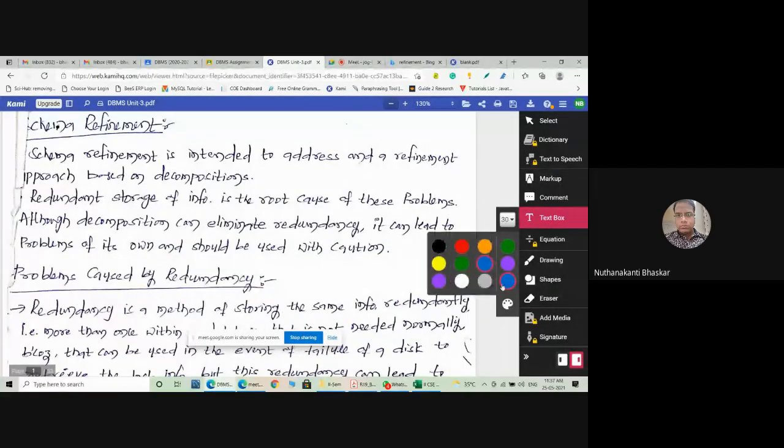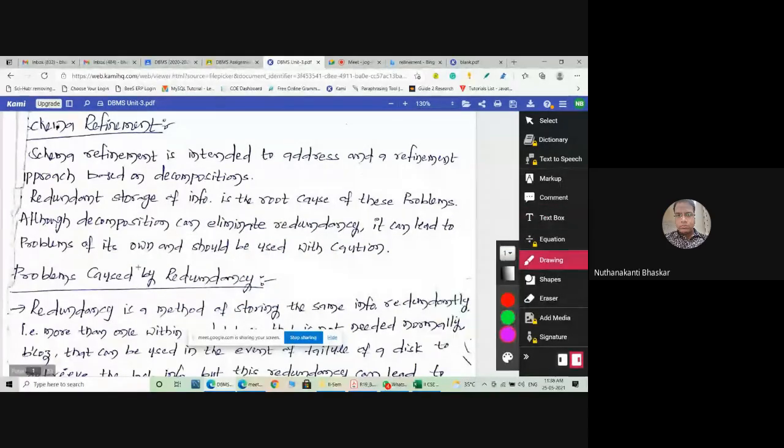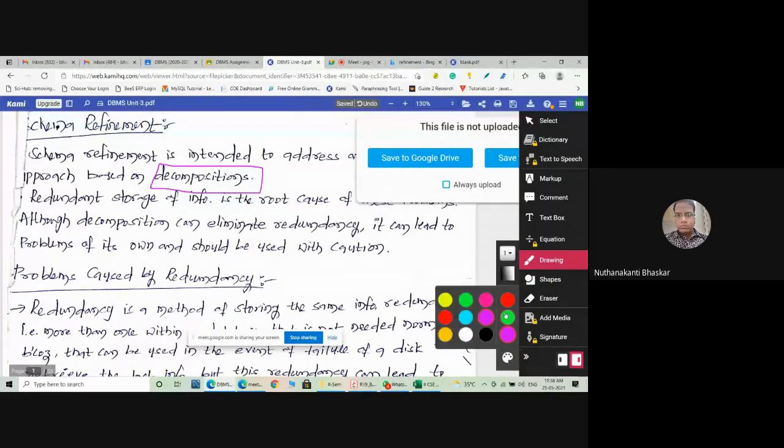I am going to read the instructions, simply what I just told you. Schema refinement is intended to address problems, and a refinement approach based on decomposition. One more point we need to remember: schema refinement is going to change the high level data, and for this we need to use the decomposition approach. What is the meaning of decomposition? What is the English meaning of decomposition?